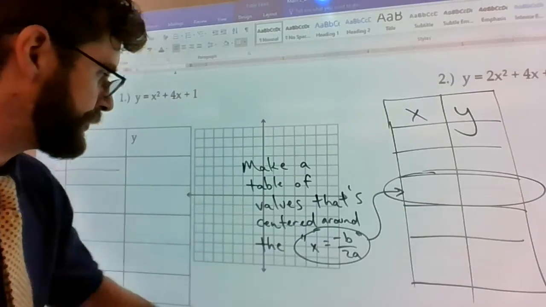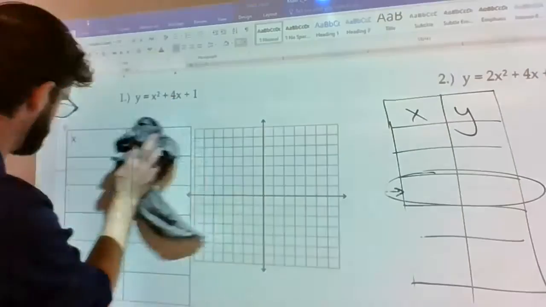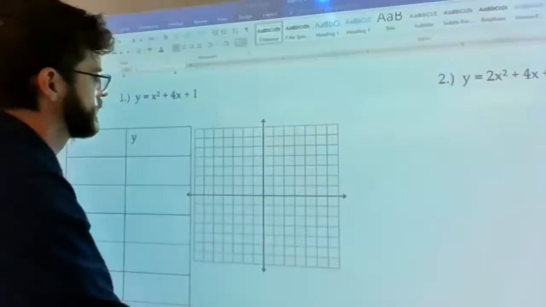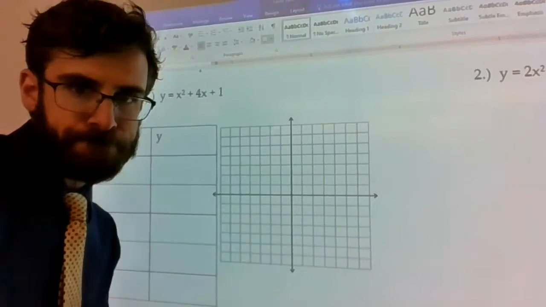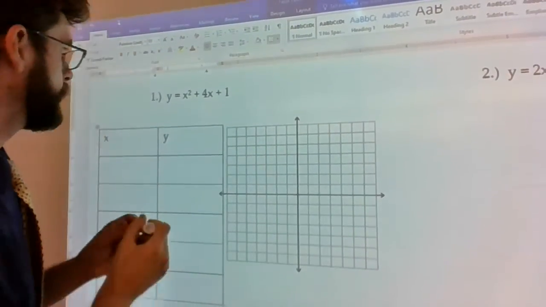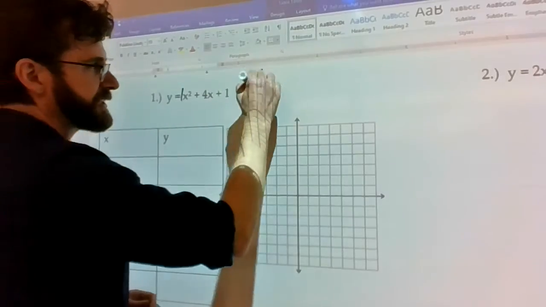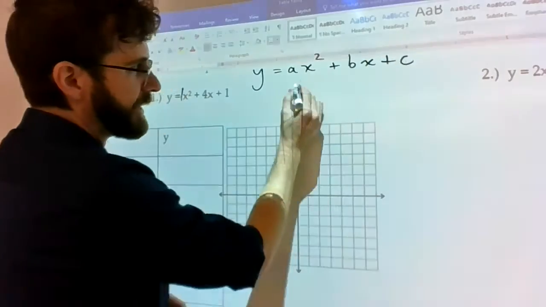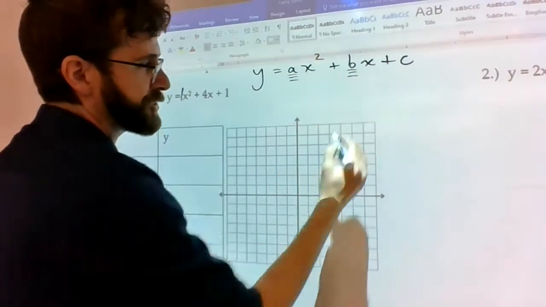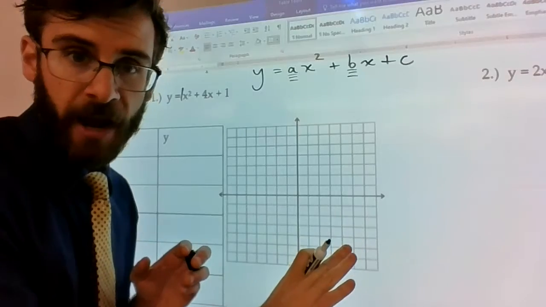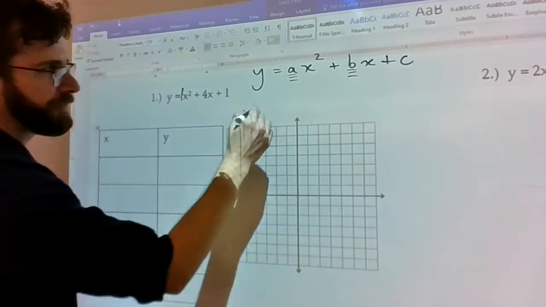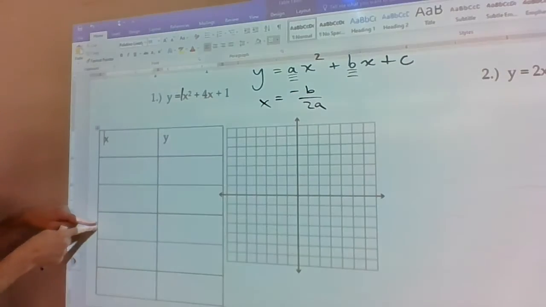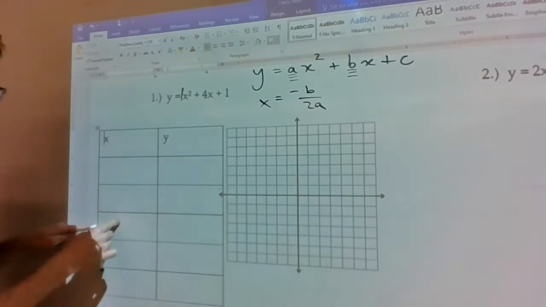So I'm asking you guys to graph the function using a table of values like this. So what we do is we first recognize that this is the same as y equals ax squared plus bx plus c, in which these two pieces of information are going to be the driving force of graphing it. So I start with my axis of symmetry, x equals negative b over 2a. That's going to go smack dab in the middle on my table of values.